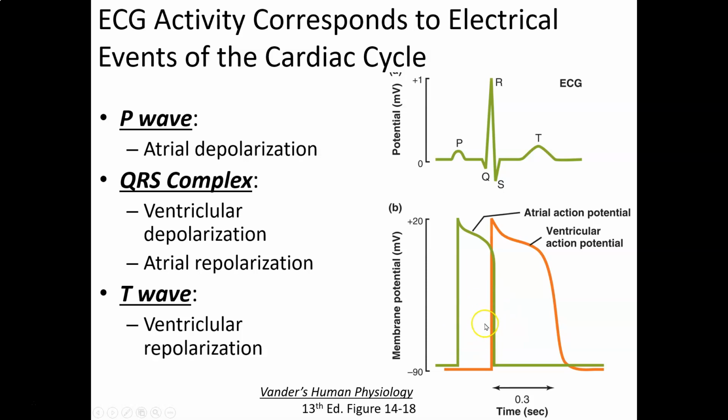The other thing to remember, because I don't think I've told you yet, is that the actual action potentials for the atria and the ventricle look a little differently. We're not measuring the action potentials, we're just measuring electrical activity. So the action potentials look like this, bottom right, which we're not going to worry about at all in this lab.